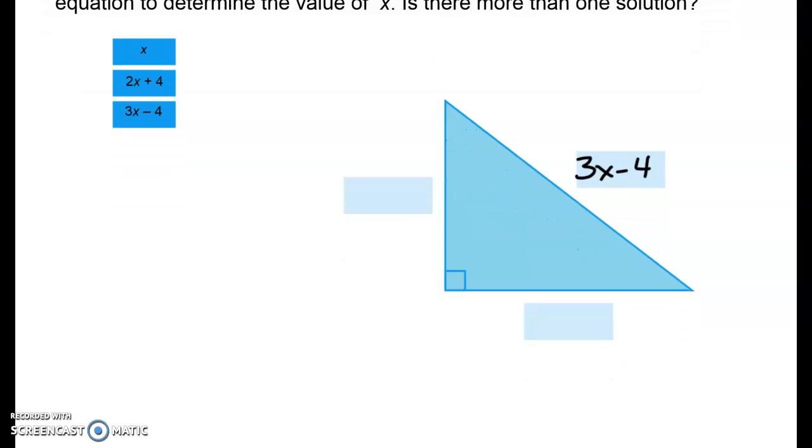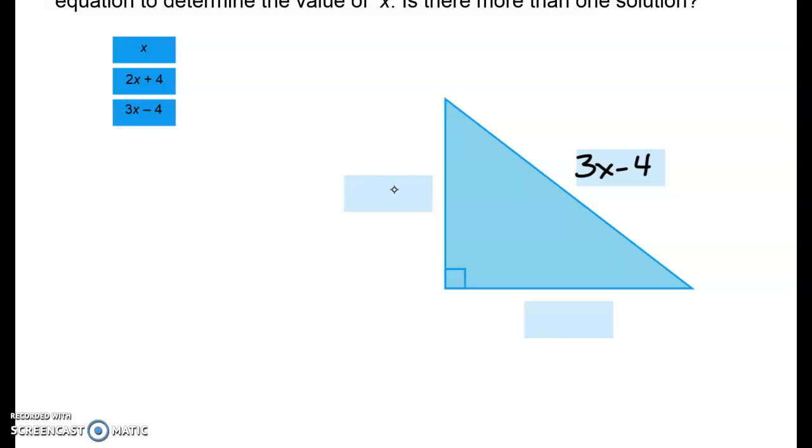Okay, then let's write an equation here. I'm going to write in the x and the 2x plus 4. What equation do you know for a right triangle where we know all three sides? I'm hearing some of you say Pythagorean theorem, which is true. Remember that. It's a squared plus b squared is equal to c squared. As soon as we start squaring variables, we're going to get a quadratic equation.